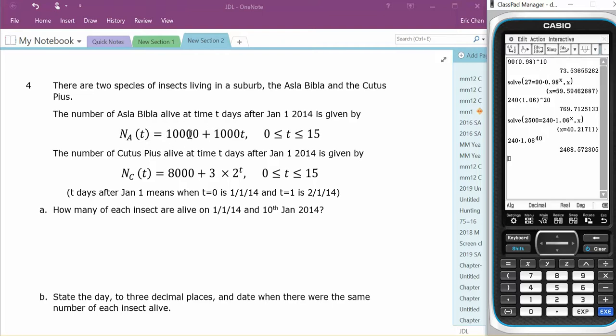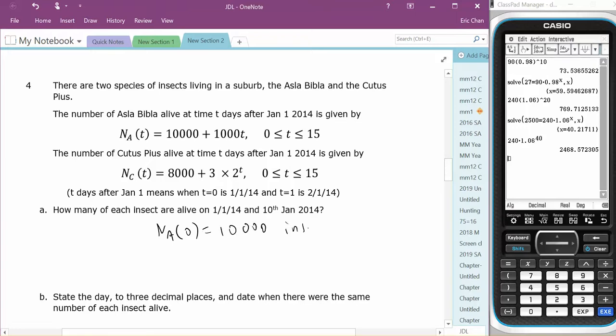So the first one I can definitely find out. So for NA, I know that this is linear. The y intercept is going to be 10,000 insects. For NC, for the other one, if I sub in 0, well, 2 to the power 0 is just 1. 1 times 3 is 3. 3 plus 8,000 is 8,003 insects.